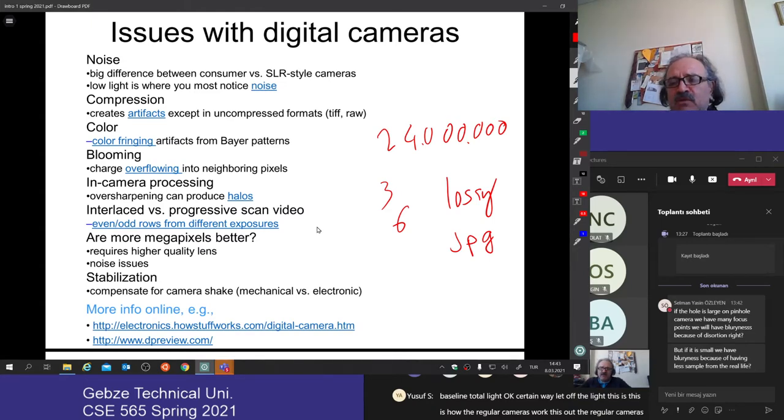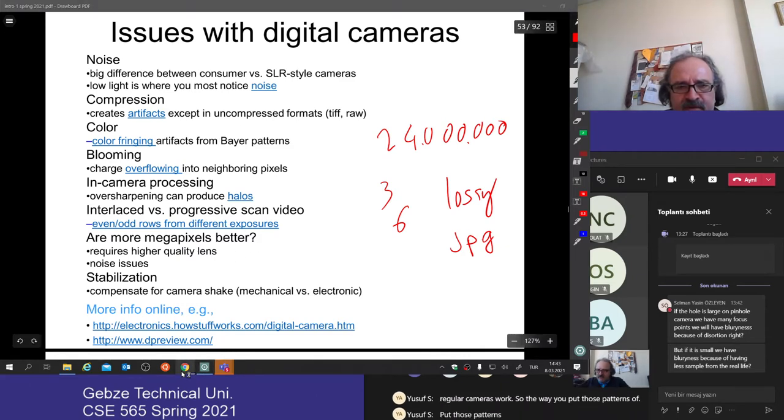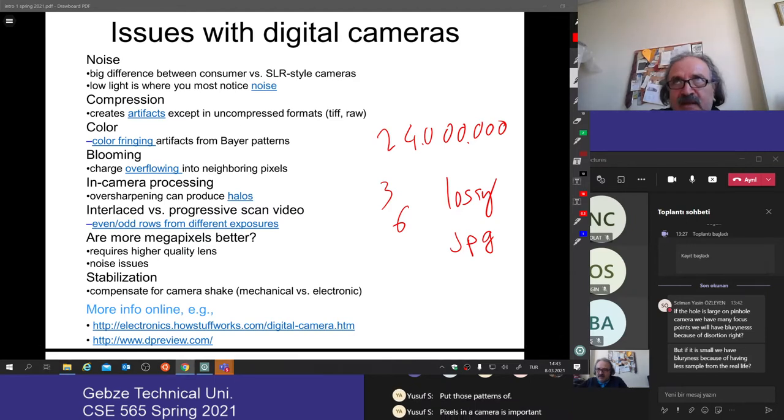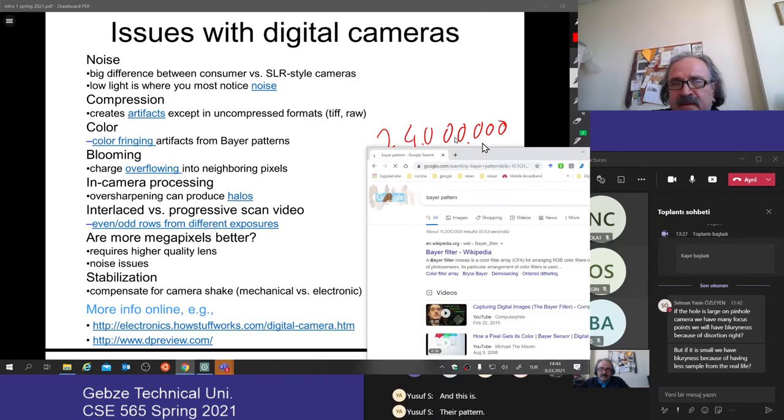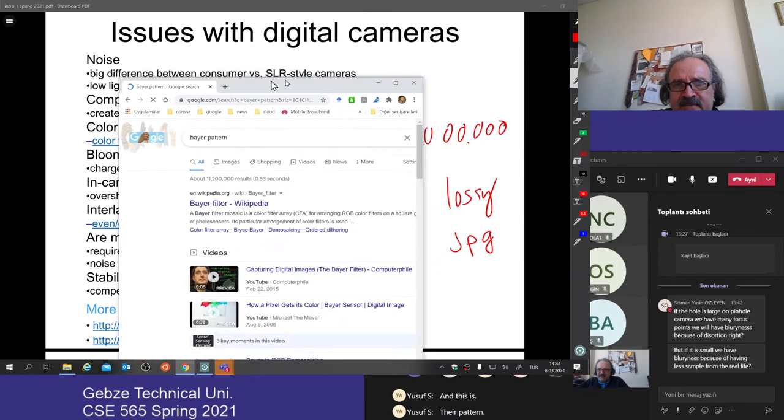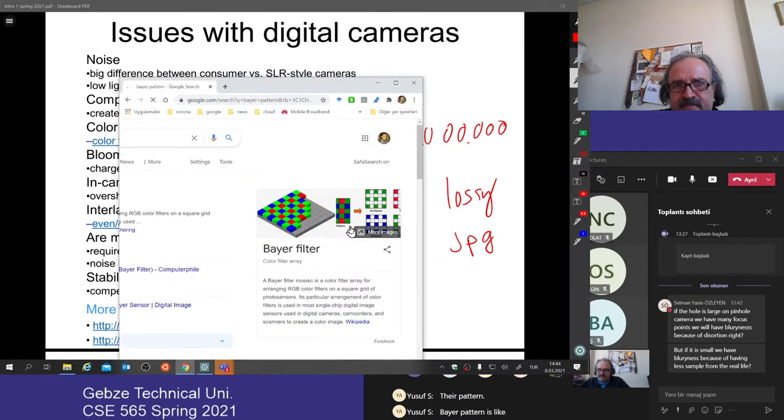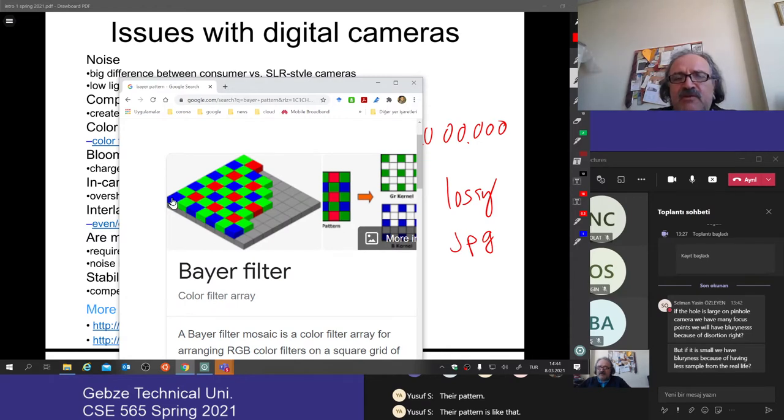So the way you put those patterns of pixels in a camera is important. This is called the Bayer pattern. Bayer pattern is like that. For a line, it is blue, green, blue, green, blue, green. And the next line is green, red, green, red, green, red, then blue, green, blue, green.